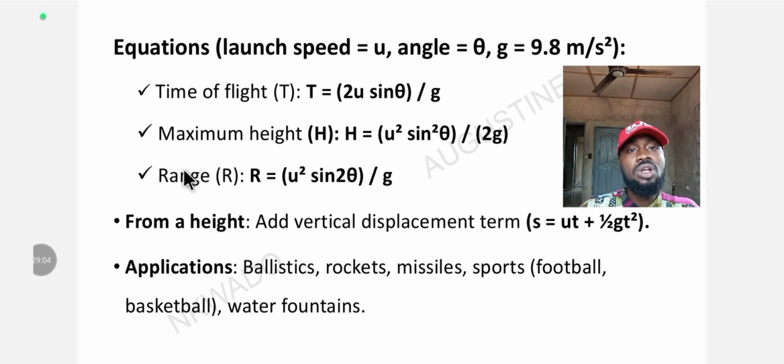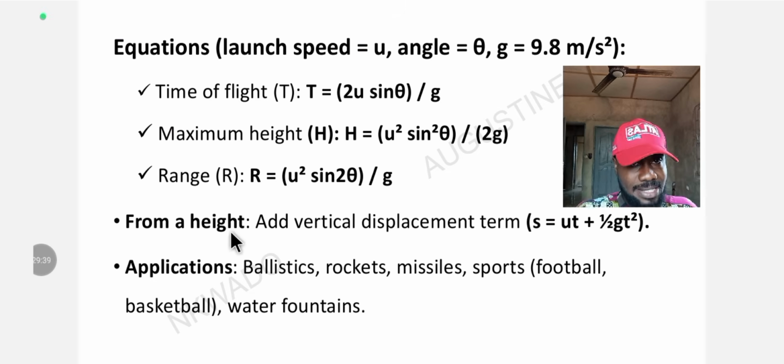It's very easy. The range of a projectile is R. Capital letter R is equal to u squared sine 2 theta over g. Because you have 2 theta here, basic mathematics, you multiply the theta by 2. Maybe the angle is 20, you multiply 20 by 2, which gives you 40. So you will now do sine 40, u squared sine 40 over g.